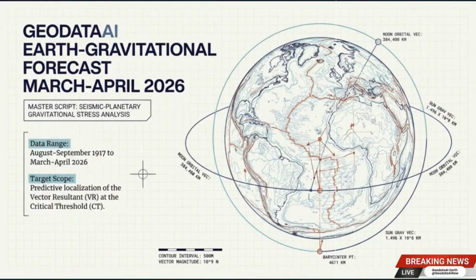Our GeodatAI forecast for the spring of 2026 represents a massive synthesis of over a century's worth of seismic and planetary data. By utilizing our master script for gravitational stress analysis, we are zeroing in on the predictive localization of the vector resultant at its critical threshold. We're essentially mapping the complex dance between the sun's gravitational pull and the moon's orbital vector against Earth's barycenter to identify where tectonic stress is most likely to peak.